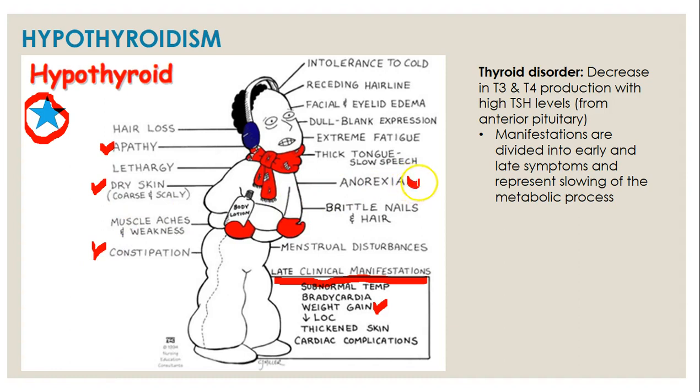People have anorexia, which is completely different from weight gain. It's kind of a lack of appetite. Extreme fatigue, dull, blank expression, can have some edema, and intolerance to cold.